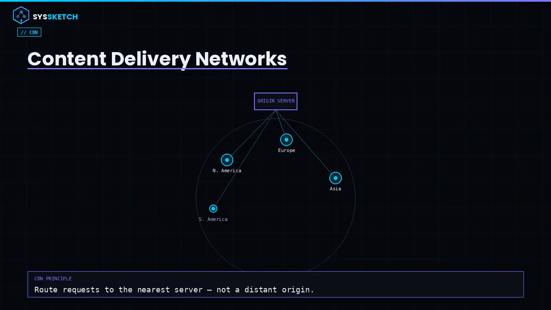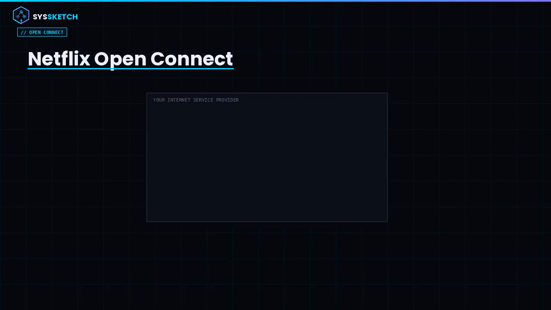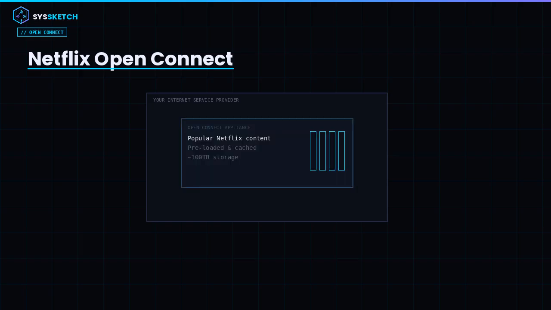Netflix's Open Connect takes this idea further than almost any other company. Instead of renting space on a third-party CDN, Netflix built their own hardware, custom servers called Open Connect appliances, and they physically place them inside internet service provider networks around the world. Your ISP almost certainly has an Open Connect appliance sitting in their own data center right now, loaded with the most popular Netflix content. This means that when you hit play on a trending show, the video chunks are not traveling from some distant Netflix headquarters. They are being delivered from a server that is geographically and network topologically just milliseconds away from your home.